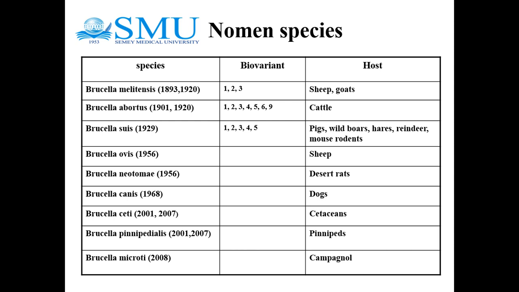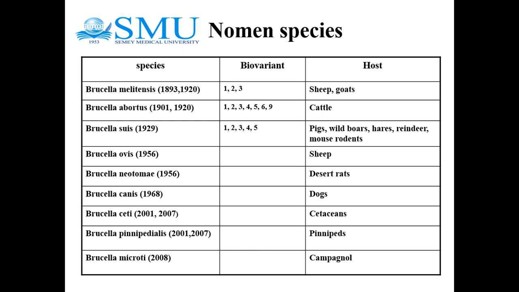Currently there are 6 nomen species identified, among which few are further classified into several biovars. Brucella melitensis has 3 biovars, and it is usually pathogenic to sheep, goat, and camel. Man is also a susceptible host. The second is Brucella abortus. It has 9 biovars, and infection is acquired from cattle and buffalo.